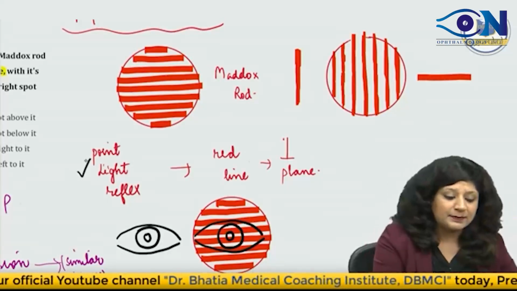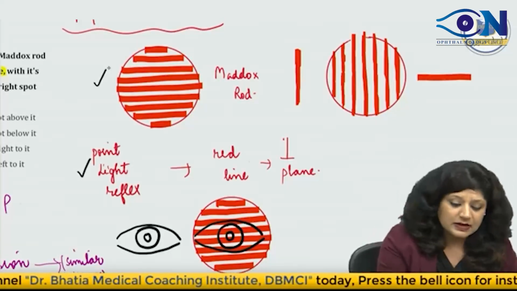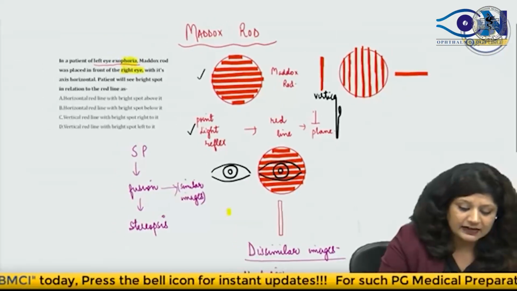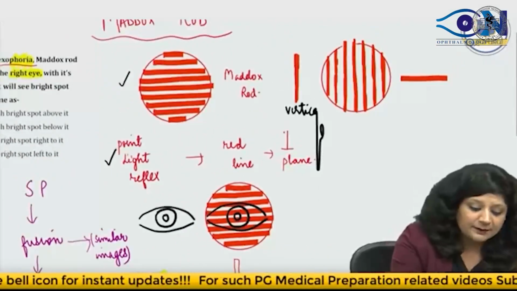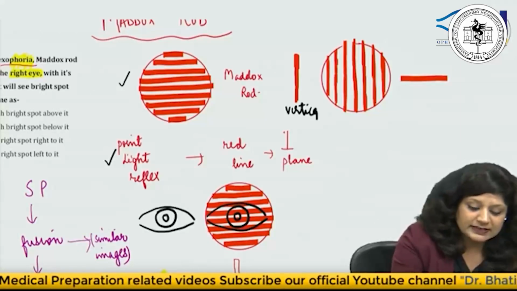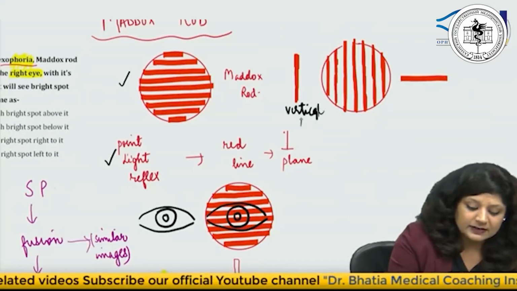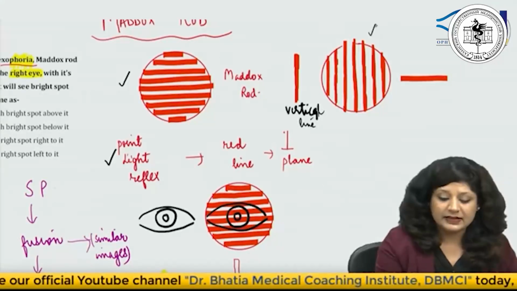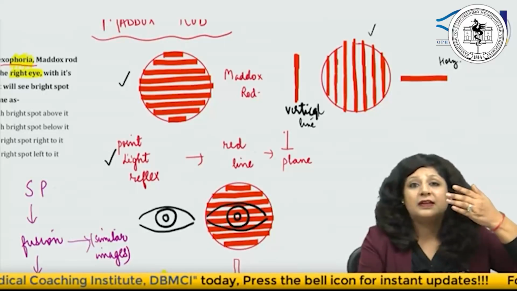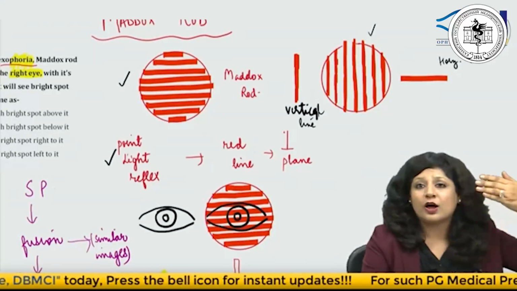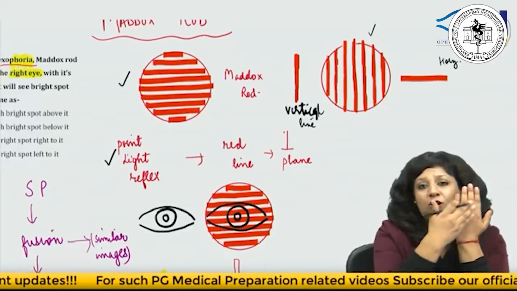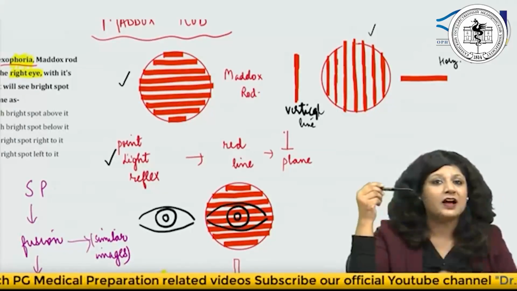So if you are keeping the Maddox rod horizontally, something like this, the person will see a vertical line. While if we keep the Maddox rod vertically, the person will see a horizontal line, right? So if the patient is holding the Maddox rod horizontally, we will see a vertical line, and if the patient is holding the Maddox rod vertically, then he will see a horizontal line.